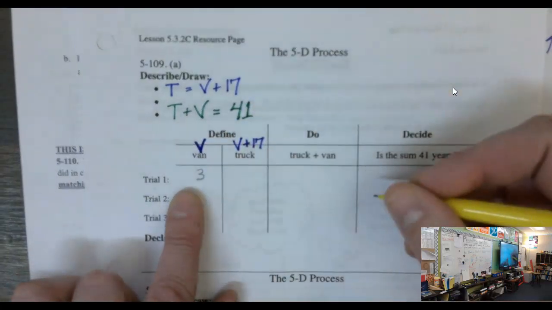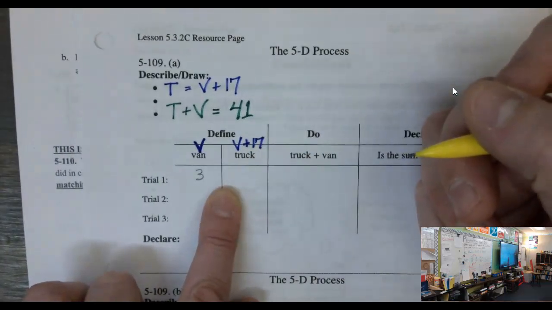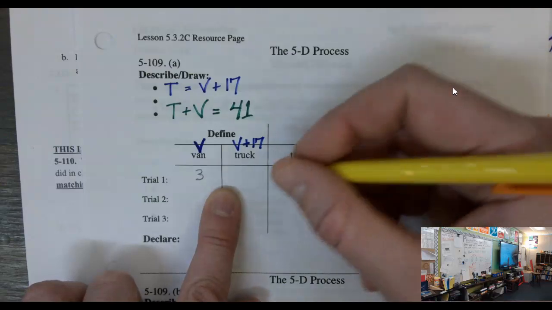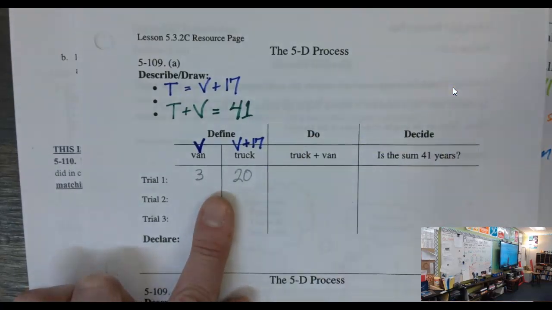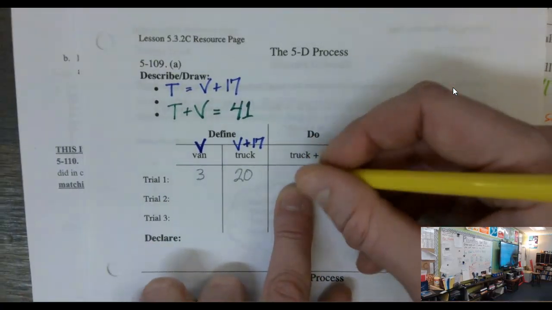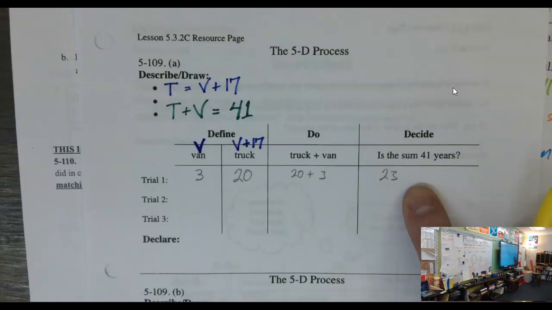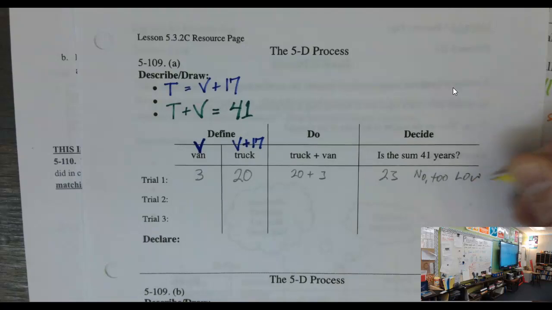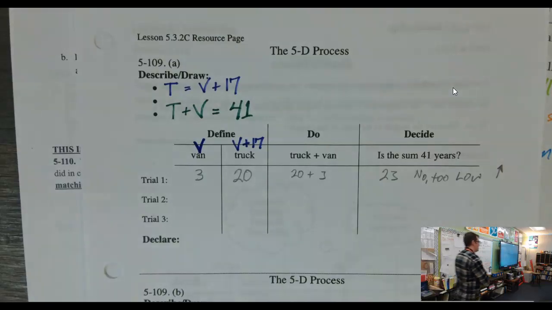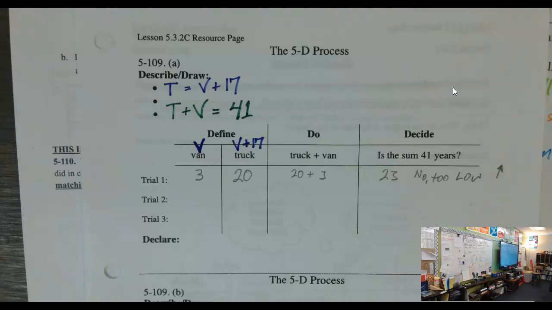But if the van was 3 years old, how old's the truck? 3 plus 17? Please think before you answer, because when you think, you get it right. So then, if I do truck plus van, 20 plus 3, ooh. Am I even close to 41? No. We're too low. So what am I going to do with my guess? We're going to up the guess. I want to see which team can figure this out. So we try 4, try 5, try 7, 10.